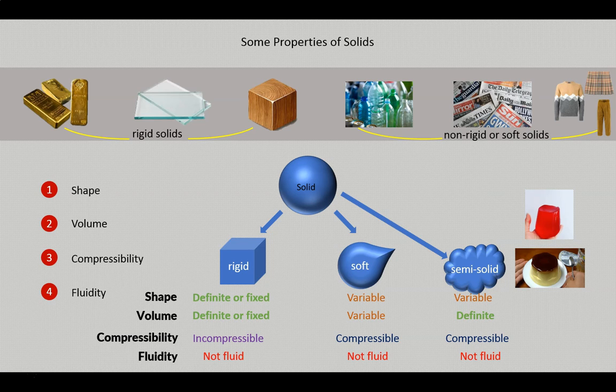I chose shape and volume because these are the 2 most common properties used to describe solids. I chose compressibility because it's a good property to distinguish rigid solids from soft and semi-solid solids. And fluidity was chosen because it's the best property to easily distinguish solids from liquids and gases.